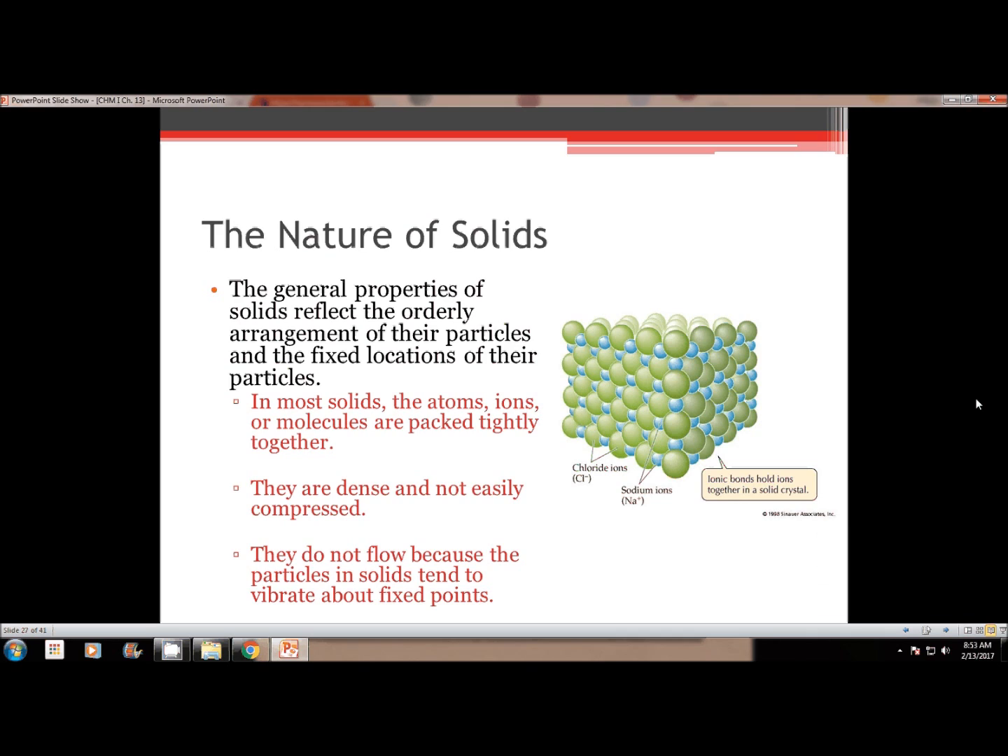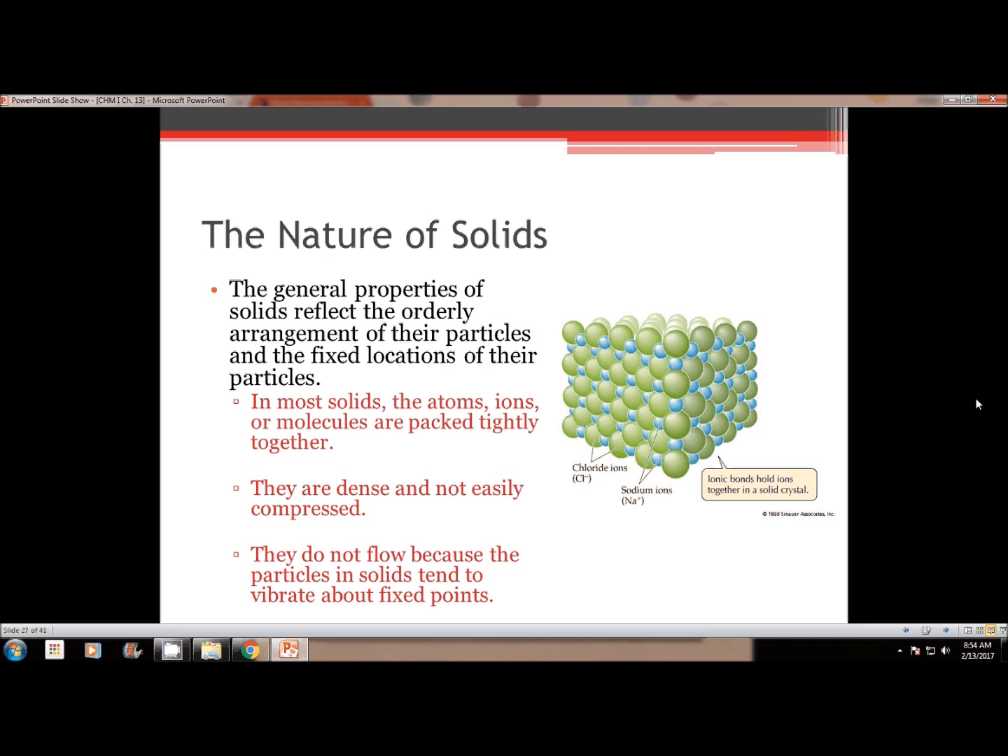The general properties of solids reflect the orderly arrangement of their particles and the fixed locations of their particles. In most solids, the atoms, ions, or molecules are actually packed tightly together. As seen here, this is a picture of sodium chloride, where the green ones are the chlorides and the blue ones are the sodiums, and they fit in that way.